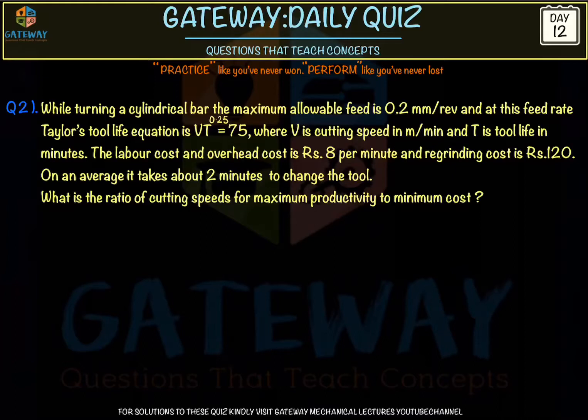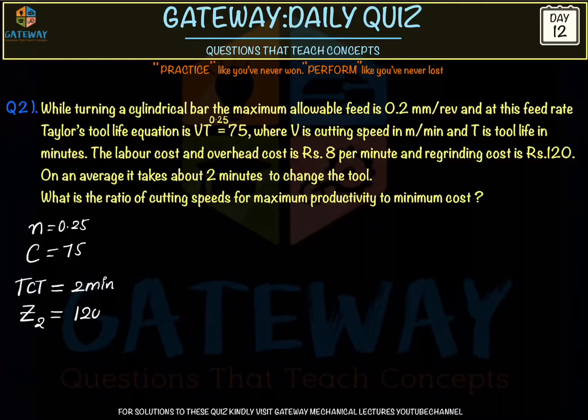First of all, I'll write the given data. Vt power n is equal to constant. The n value is given as 0.25, and the capital C, the constant of the tool life equation, was given as 75. The tool changing time we generally denote by TCT. It is given as 2 minutes. The regrinding cost I'll generally denote by Z2, and it is 120 per regrind of each tool. And Z1 was given as 8 per minute. Generally the labor cost will be per time.